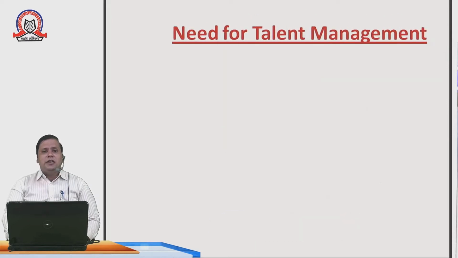Then comes your need. What is the need for talent? In general in life also we need to ask, before doing any activity, what is the need of doing this activity, what will I get from this activity. So similarly the organization asks itself what is the need for talent management.